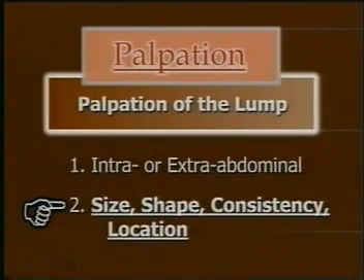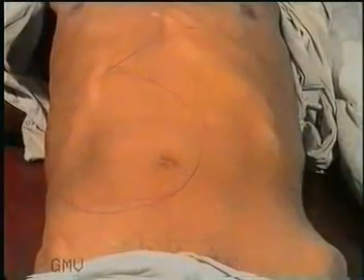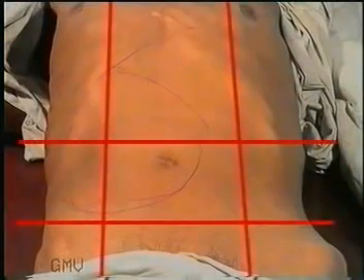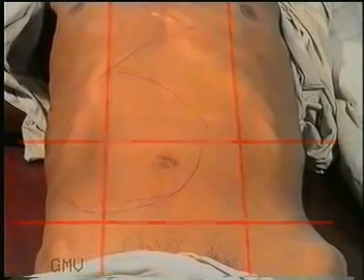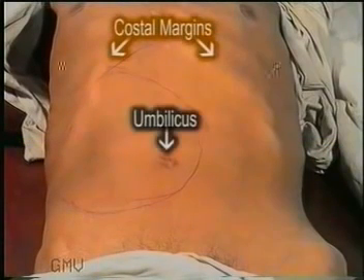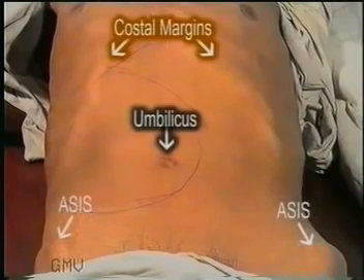First, identify the borders of the lump. Measure its size in centimeters using a measuring tape. Then note its location in relation to the quadrant involved and in relation to the costal margin, umbilicus, anterior superior iliac spine or symphysis pubis.